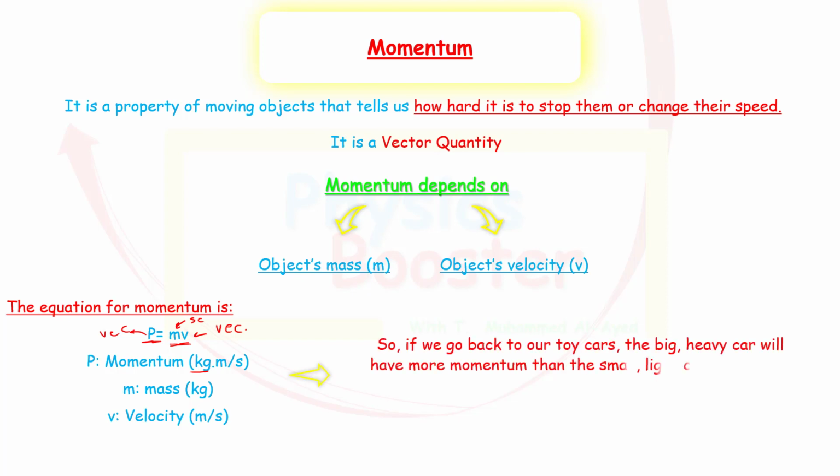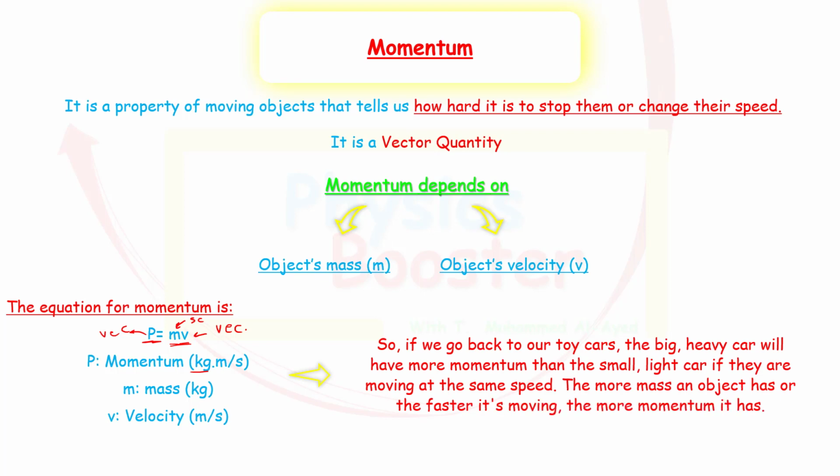Okay, now, if we go back to our toy cars example, the big heavy car will have more momentum than the small light car if they are moving at the same speed. So if they are moving at the same speed, it's clear that the momentum of the heavy car will be higher than the momentum of the light car. So now we understand what momentum means.